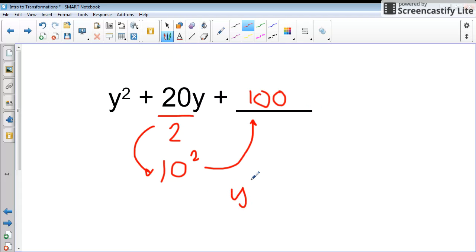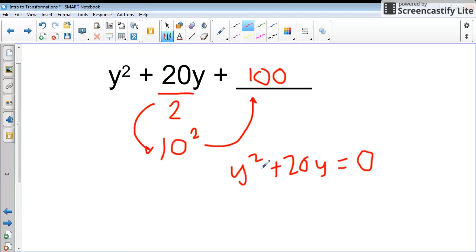Now, as to why we do that, let me just take you back to this problem in terms of an equation. If this was y squared plus 20y in the first place equals 0, we're either going to have to factor this or complete the square to solve it. And completing the square takes this equation and changes it into one that can just be solved straight away.